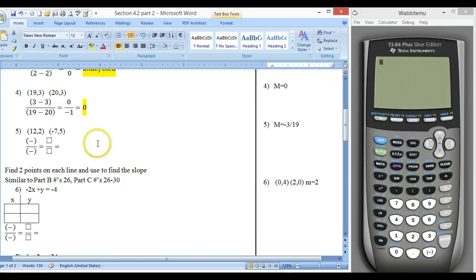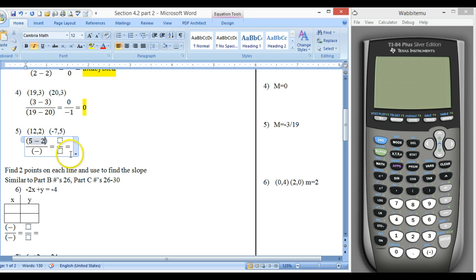Okay, moving on to this one. So we have y minus y. So let's pick the 5. So I'm going to put the 5 here. 5 subtract, the other y is 2. Double check what x goes with the 5. In our case, negative 7. Okay, so those match up. Then 2, I need it over the 12. And we can subtract. 5 minus 2 is 3. Negative 7 minus 12 is negative 19.